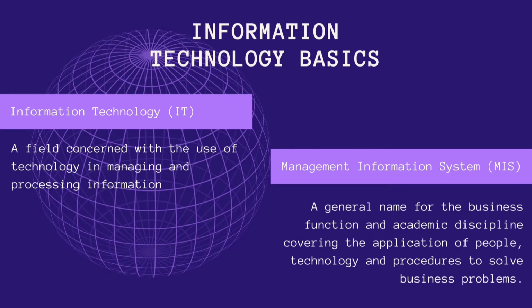Moving on to information technology basics. First, we have information technology, IT. IT is a field concerned with the use of technology in managing and processing information. It is also one of the important enablers of business success and innovation. Next, Management Information System, MIS. MIS is not a technology, instead it is a general name for the business function and academic discipline covering the application of people, technology and procedures to solve business problems, which is similar to accounting, finance, operations, and human resources.